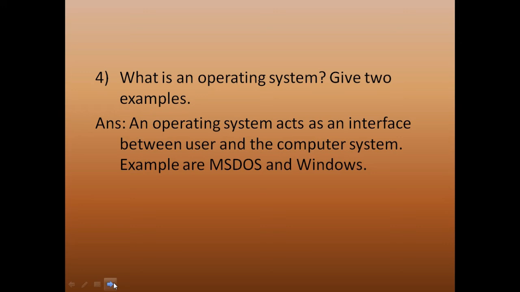Question 4. What is an operating system? Give 2 examples. Answer. An operating system acts as an interface. It is like a manager, okay? It acts as an interface between the user and the computer system. Examples are MS-DOS and Windows. So for fill in the blanks, number 1 answer is manager.